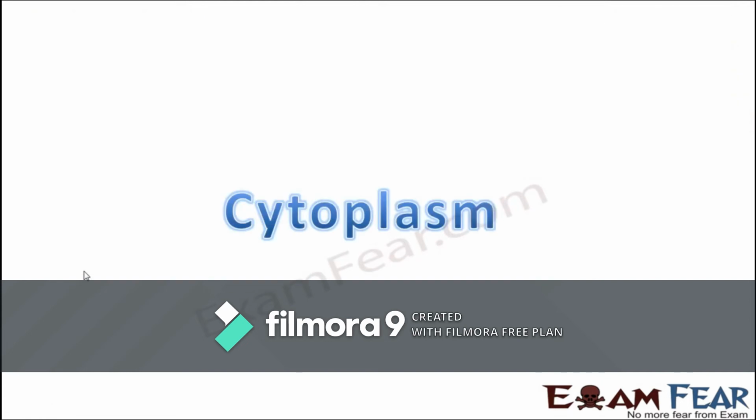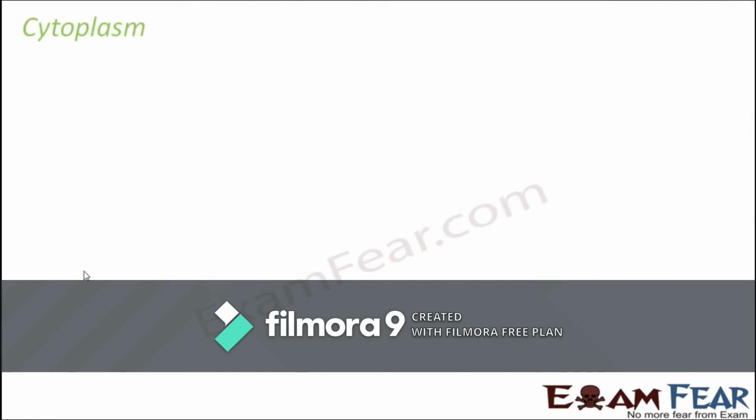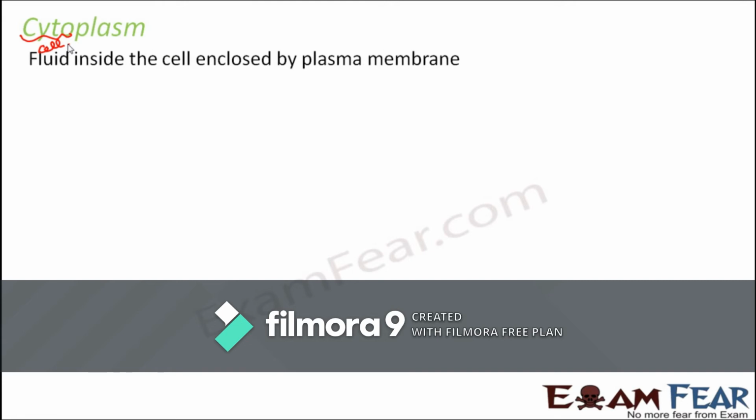Another important component of a cell is the cytoplasm. So cyto means cell and plasm means a fluid. So the fluid which is present inside the cell. So fluid inside the cell enclosed by the plasma membrane is called cytoplasm. So plasma membrane is nothing but the cell membrane. So that fluid is called cytoplasm.